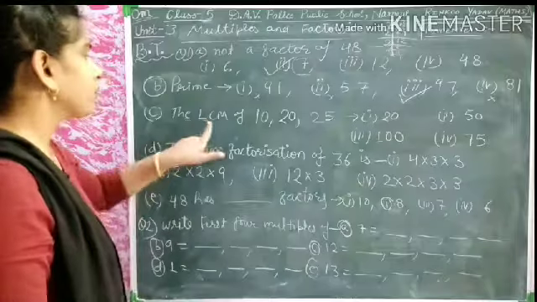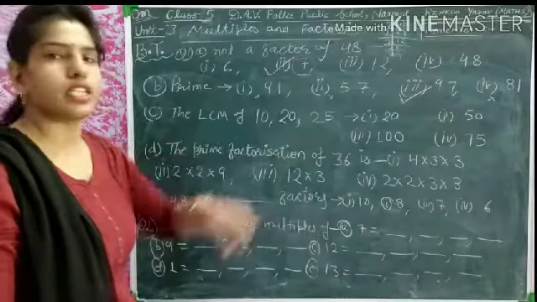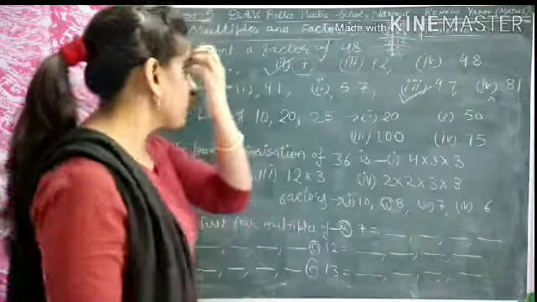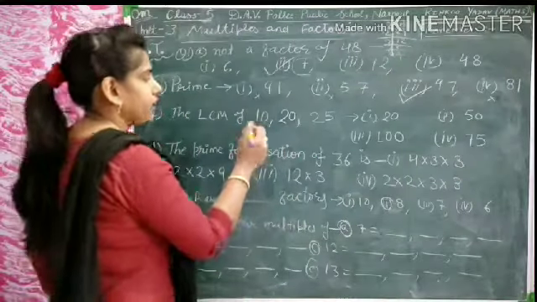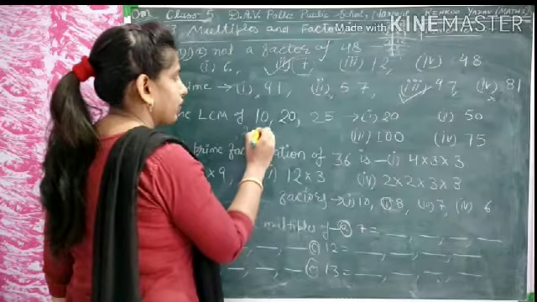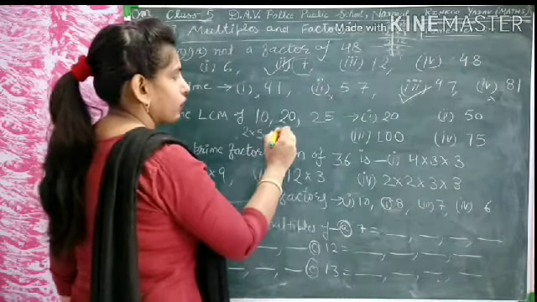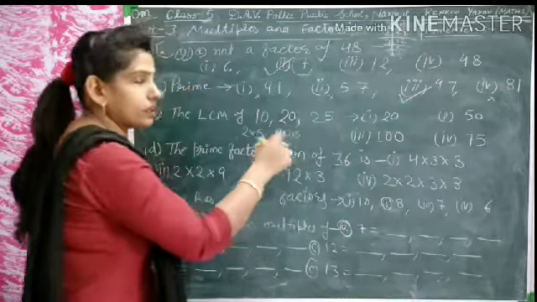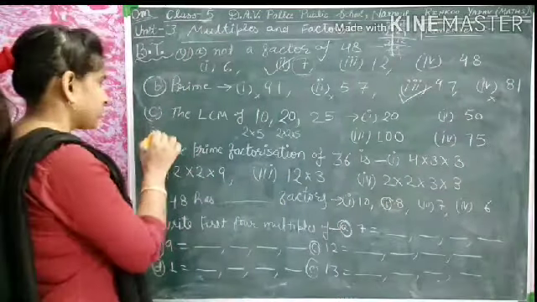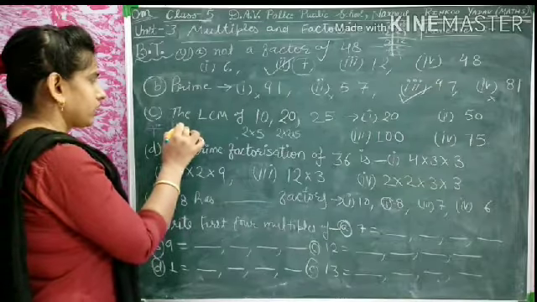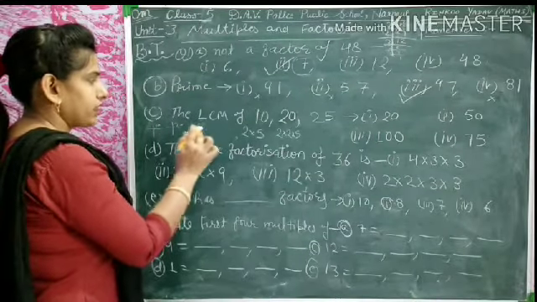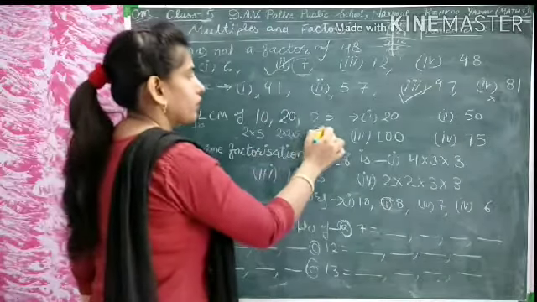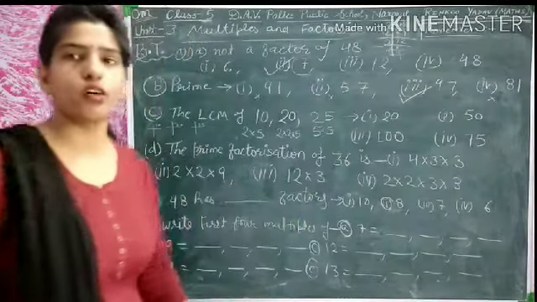Now we will find the LCM of 10, 20 and 25. Find the prime factorization of each. Factors of 10 are 2 into 5. Factors of 20 are 2 into 2 into 5. And for 25, 5 into 5 is the prime factorization.